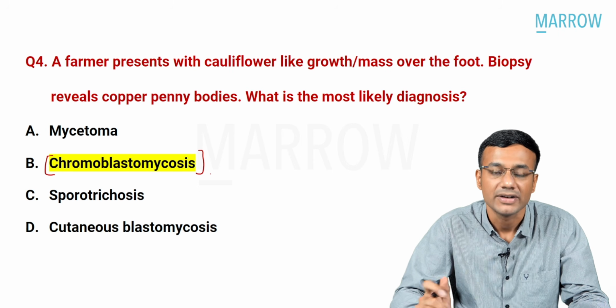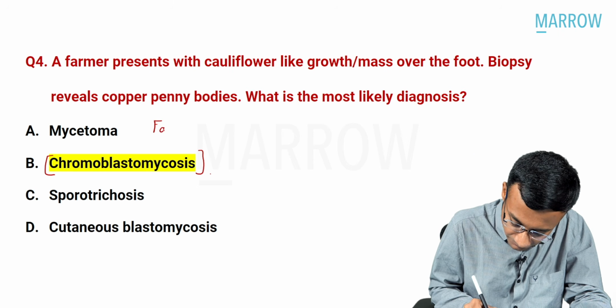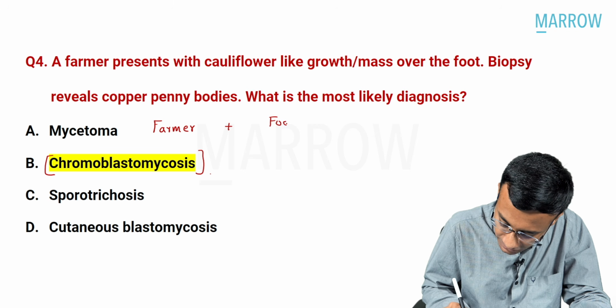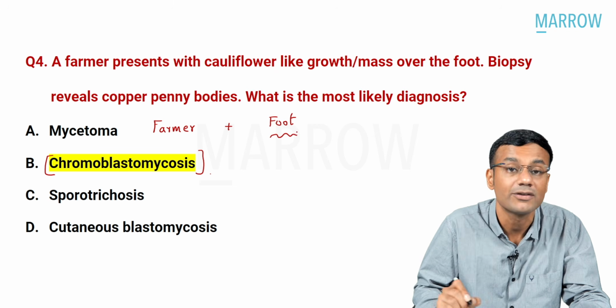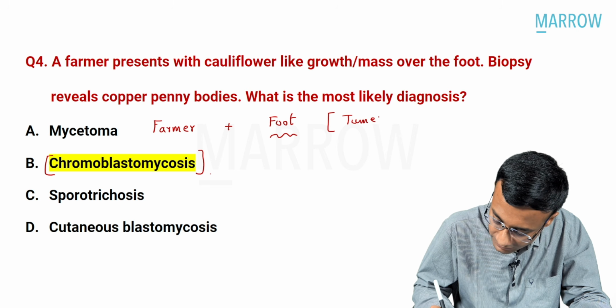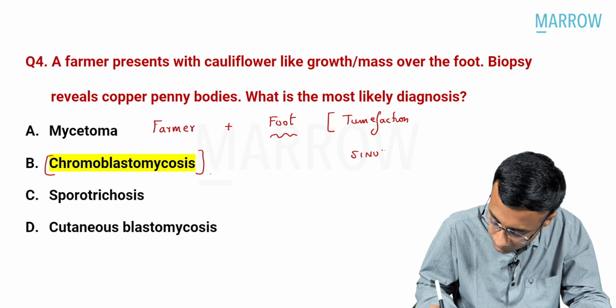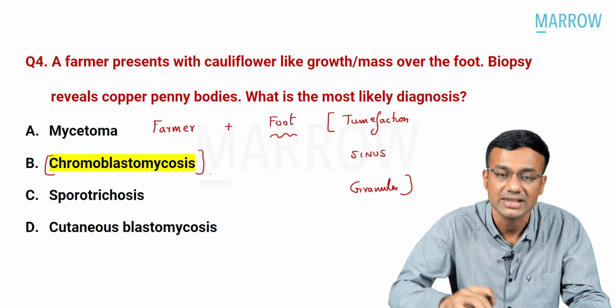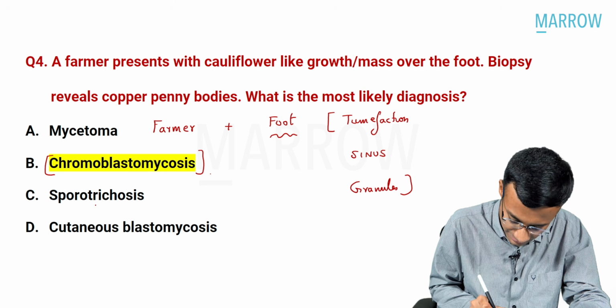Mycetoma is not the answer. Why? Because in mycetoma, there will be a farmer who presents with a foot lesion. The foot is involved, correct, but you will not have cauliflower. Here you're going to have tumefaction, which is swelling, sinus formation, which is number 2, and granules, which is number 3. So we have tumefaction, sinus formation, and discharging granules.